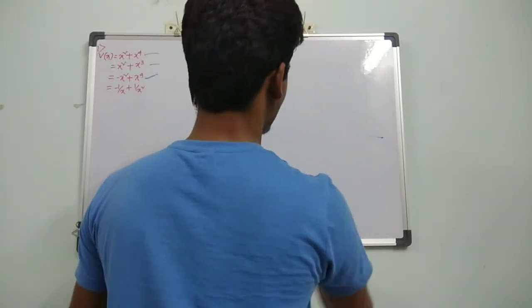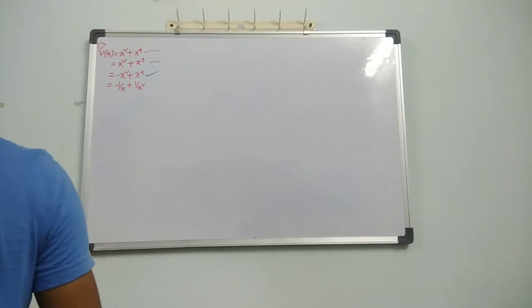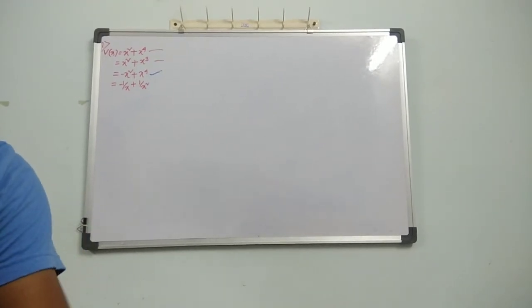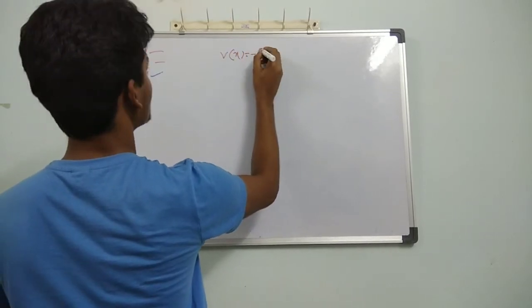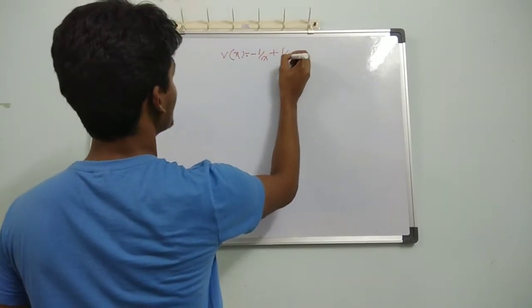So now I want to draw this plot: minus x dx plus 1 by minus x plus 1 by x square.